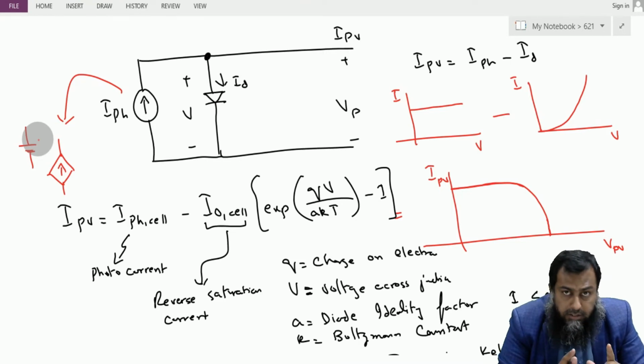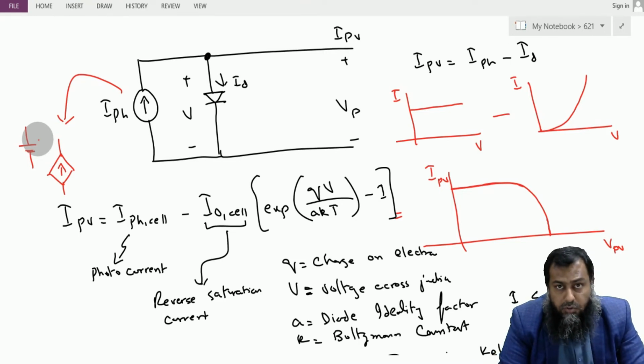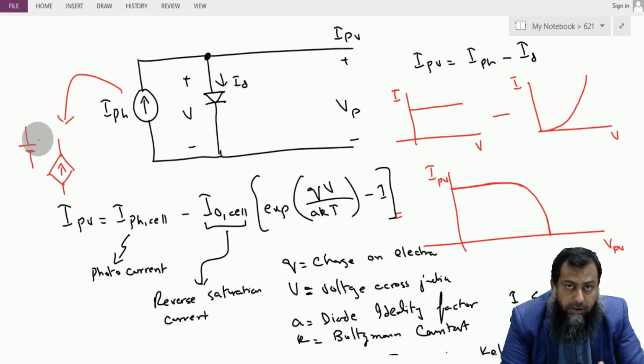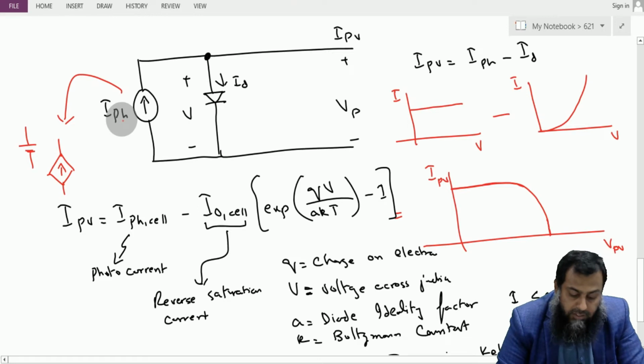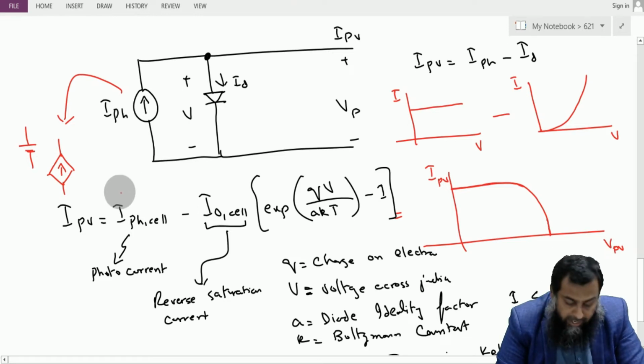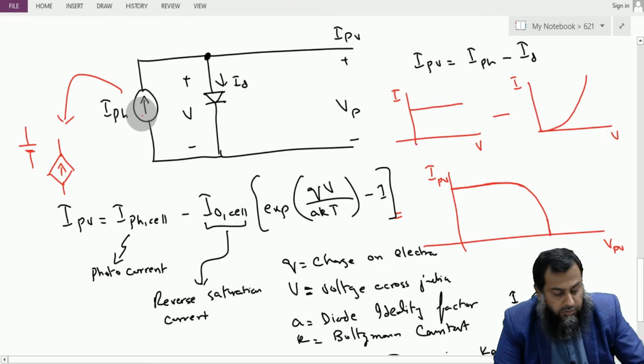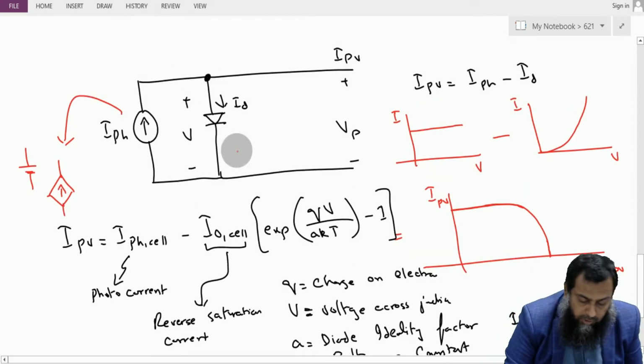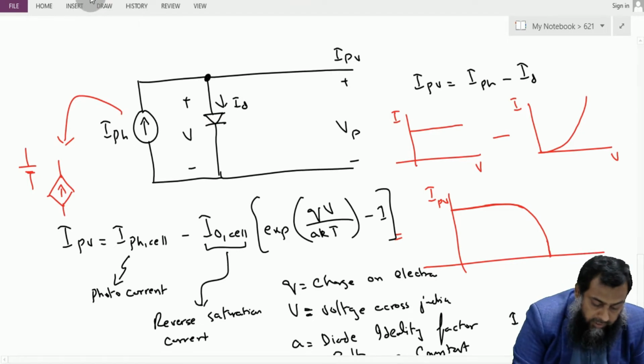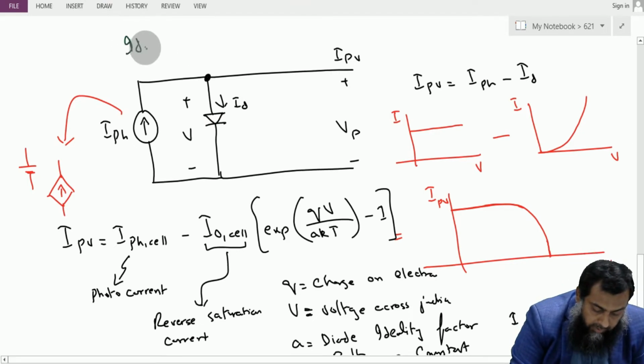So it is important to identify that the total current IPV which is coming out of this particular model is actually the difference between the IPH and this ID, and that IPH is represented by a constant current source. This particular model that I have drawn is called the ideal one diode model.